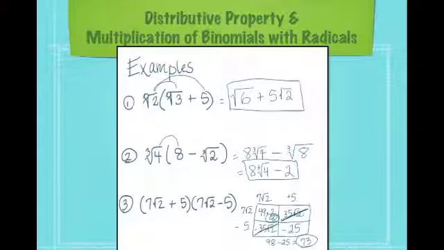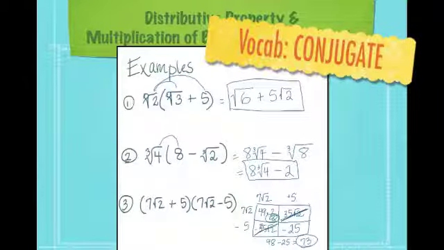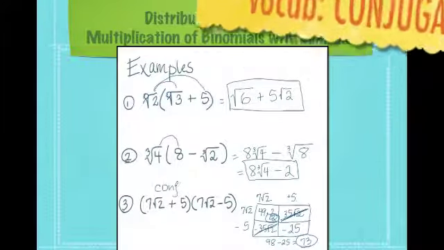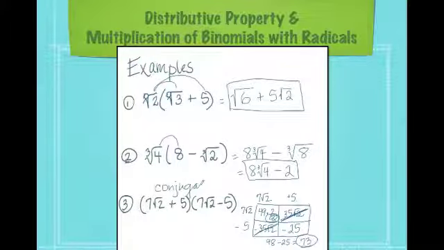And if you'll notice, when I multiplied these, my middle term added to 0. I'm showing you this example on purpose because when this happens, when you have exactly the same thing in both parentheses, but one is a plus and one is a minus, and it doesn't matter what order they're in, that's called a conjugate. When they're conjugates, you're going to end up with just a number answer. We're going to use this when we rationalize denominators.